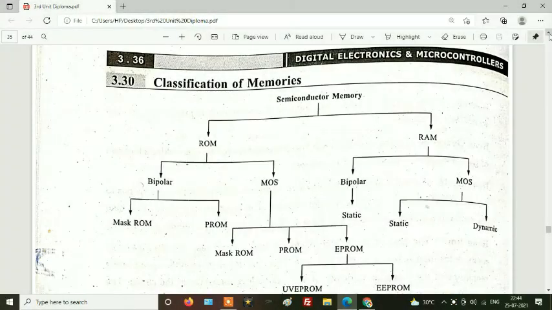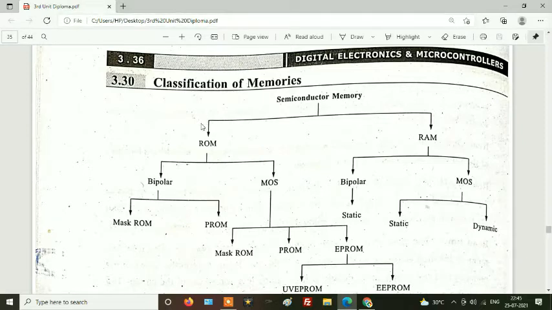Hello everyone. In this video, I'm going to explain about classification of memories. In this classification, we have semiconductor memory. In this we have two types of memories available: one is ROM and another one is RAM. ROM is nothing but read-only memory and RAM is nothing but random access memory.